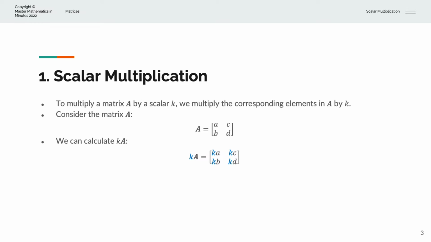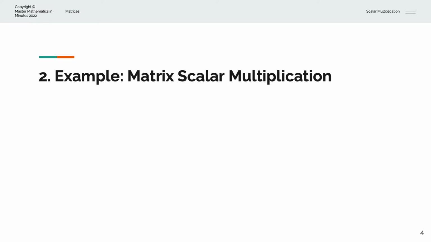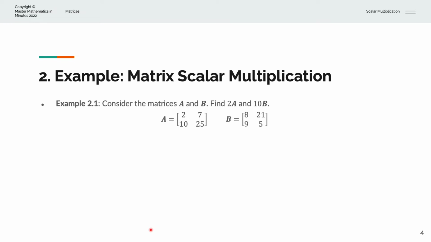So we'll have a look at a couple of examples. In the first example, we're given matrices A and B, and we're asked to find 2A and 10B. So to find 2A, we multiply each corresponding element by 2. So the first entry is 2, multiplied by the scalar of 2. And the second entry is 7, multiplied by 2, and so on. So 2 times 2 simplifies to 4, and 2 times 7 simplifies to 14, and so on.